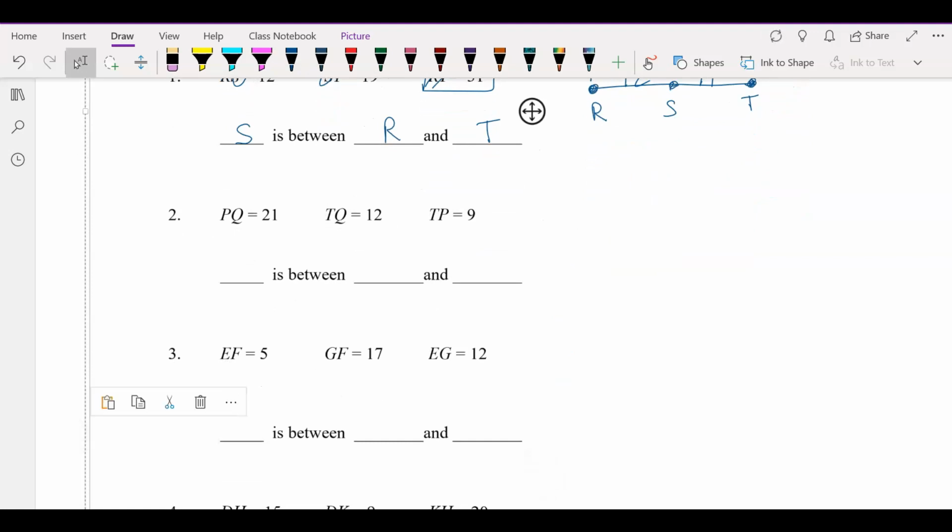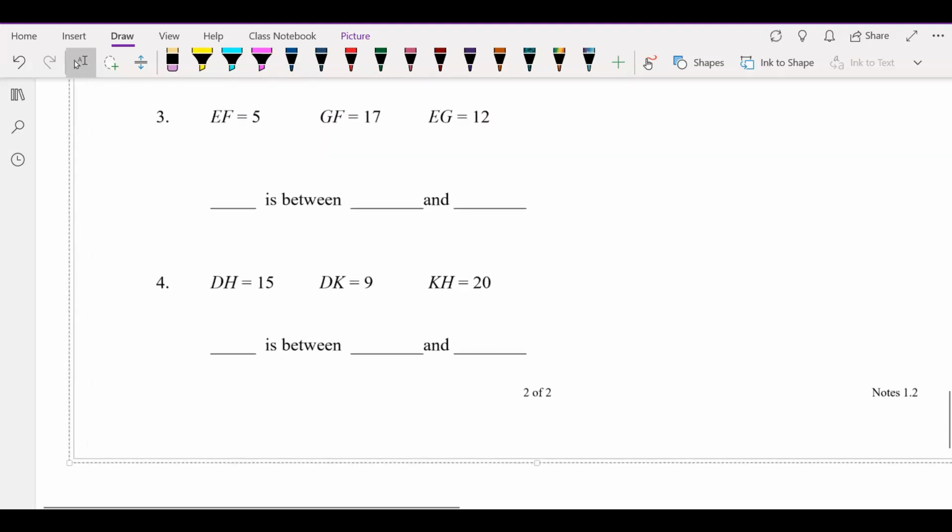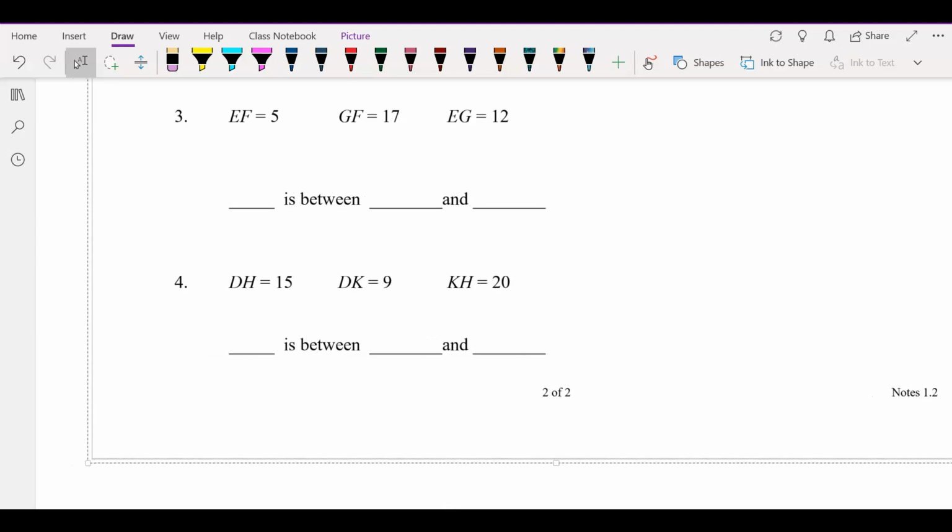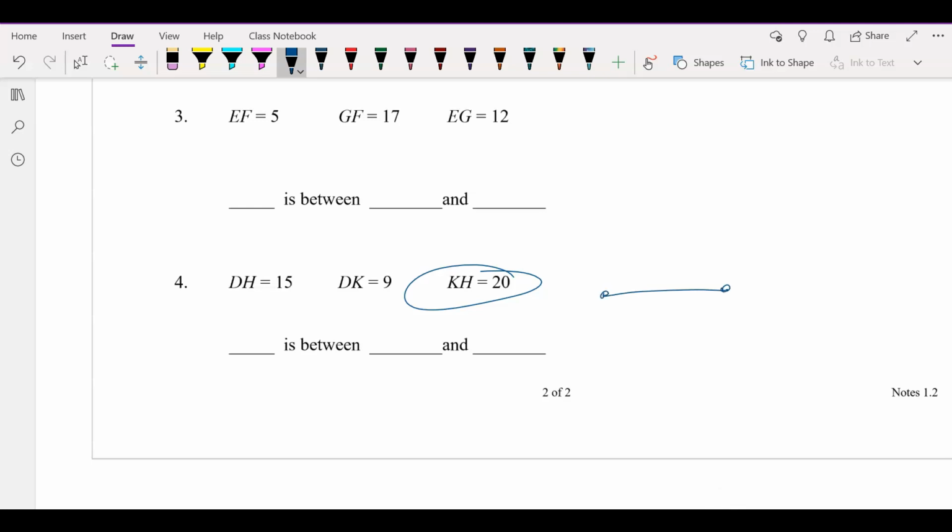So the next few examples are very similar in that manner. But then this last one here, I do want to reference. This is the longest one, right? That's the biggest number. So I'm going to draw a segment. So we have K and then H, and then the last letter would be D. And then we have here that KH is 20, and that DK is 9, and DH is 15. 9 plus 15 does not equal 20. So this is not true. So these points are not collinear.